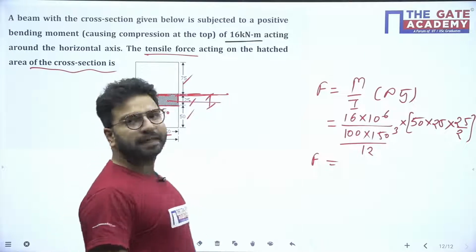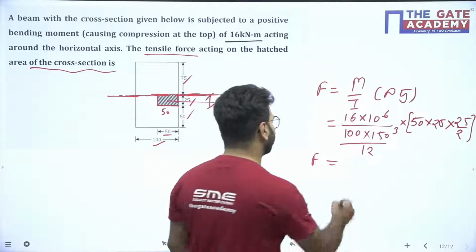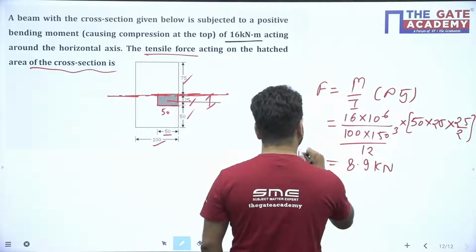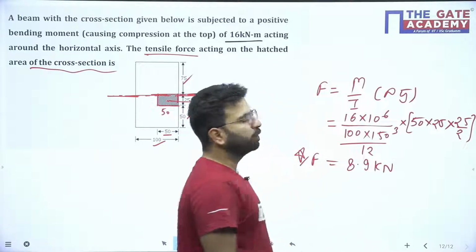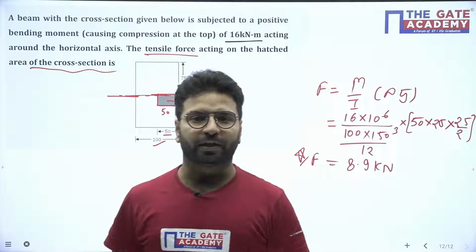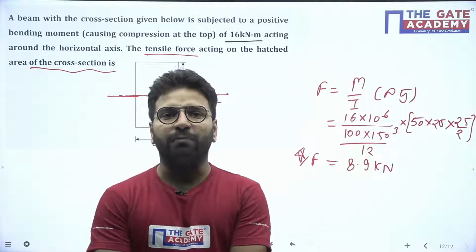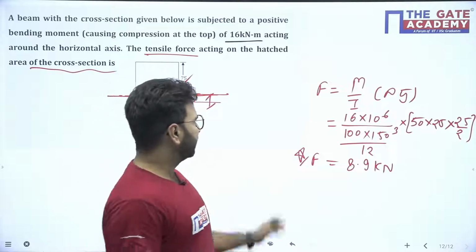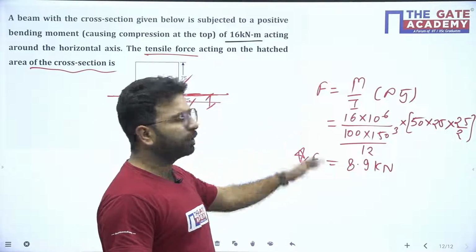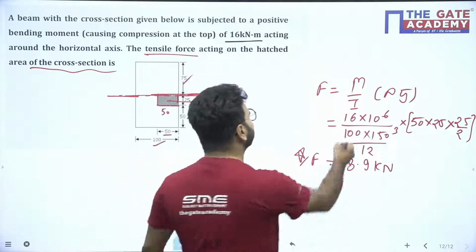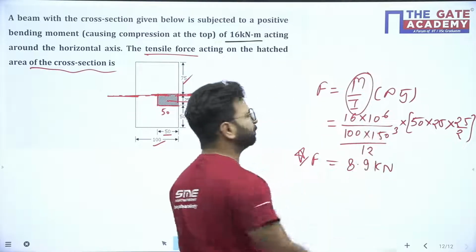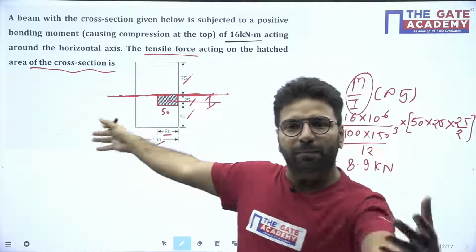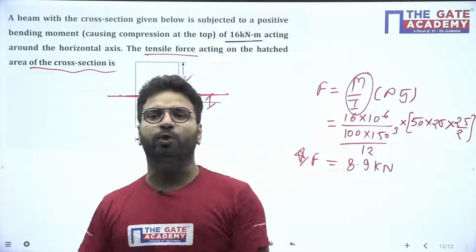If you solve it completely here, the answer is going to come 8.9 kilonewton. F is equal to 8.9 kilonewton, beta. So just remember M upon I into A y bar. It can be written as sigma max upon y max also. If the question has given you maximum bending stress, then you can use sigma max upon y max is equal to A into y bar.